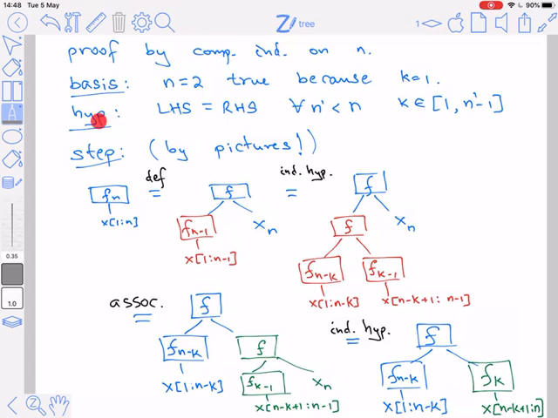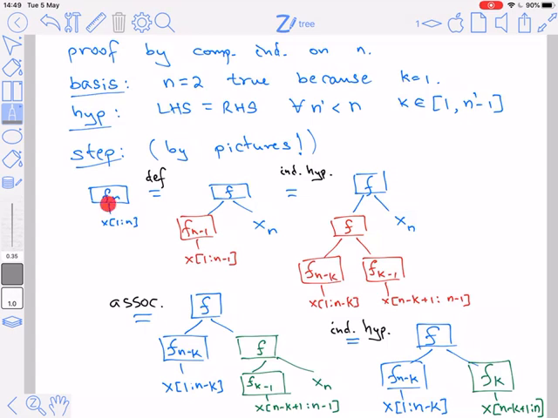So our hypothesis, the induction hypothesis, is that the left-hand side equals the right-hand side for every n prime which is less than n, and every k which is in the range 1 to n prime minus 1. And now we want to prove the induction step for n. And this will be a very, very unusual proof. I will prove it by pictures. Okay? So let's try to follow what the pictures mean.